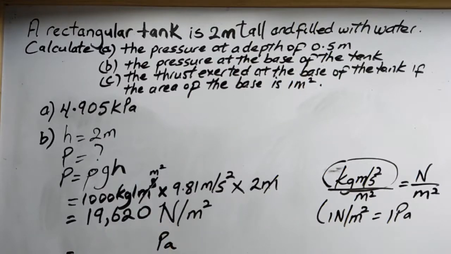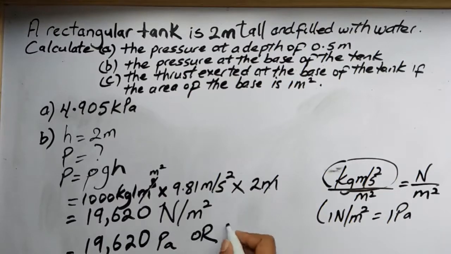19,620. So since 1 Newton per meter squared is a Pascal, this is also equivalent to 19,620 pascals, or 19.62 kilopascals.